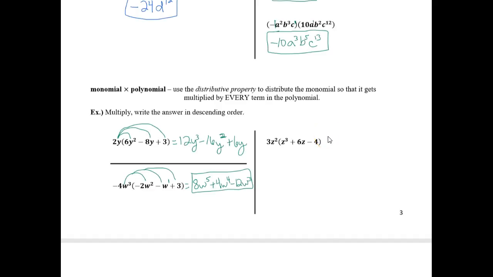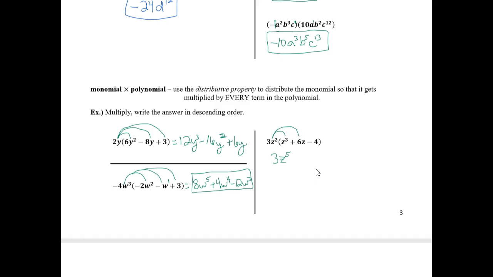Alright, so we're multiplying 3z squared into our parenthesis here. It has to get multiplied to every term. Terms are separated by pluses and minuses. So I'm going to start with 3z squared times z cubed. And 3 times 1 is 3. Z squared times z cubed is z to the 5th, 2 plus 3.